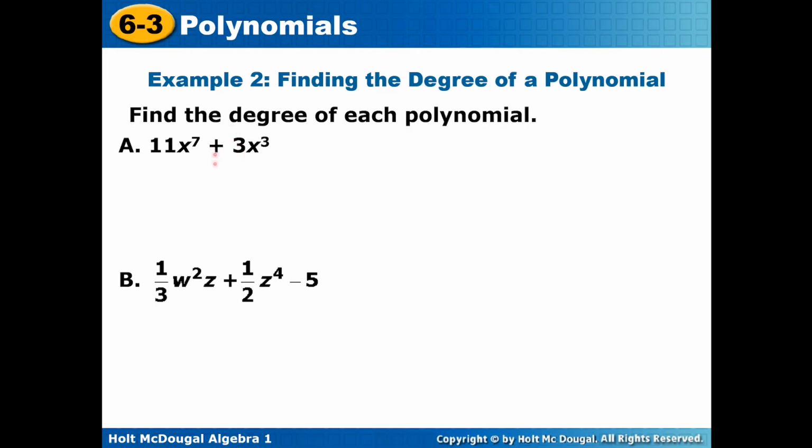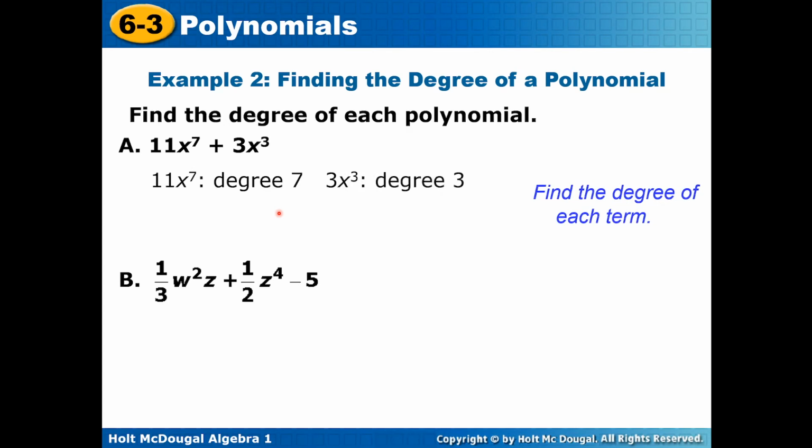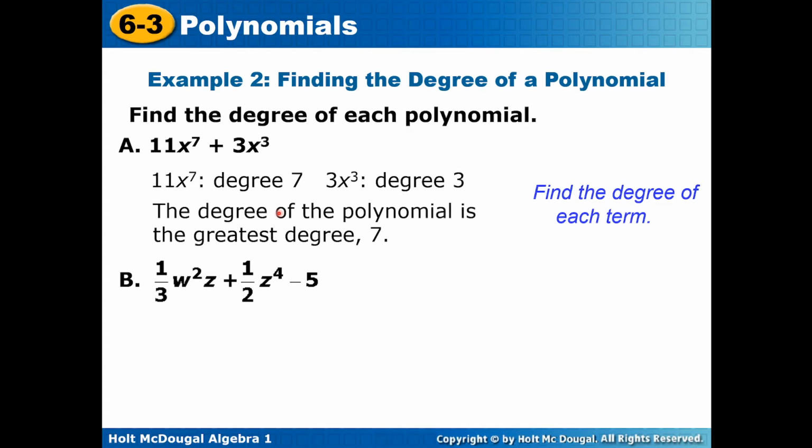Plus 3x cubed. The 3 also has a 0. X cubed is 3. We look at which one of these is greater. That will be our degree. In this case, because the degree is 7 and the degree is 3, the degree of the overall polynomial is the greatest degree, therefore 7.